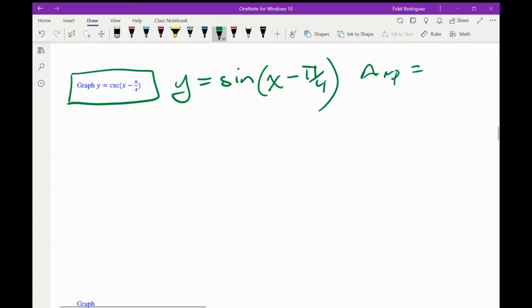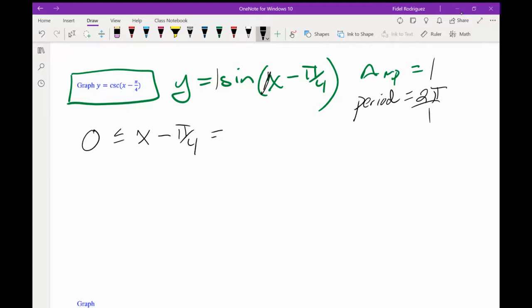All right, first question. What's my amplitude? 1, right? So guys, remember, if you don't see a number in front, the number here is supposed to be 1, so amplitude is still 1. What about our period? What's the number in front of the x? 1. So it's 2 pi over 1, still 2 pi, right? Okay, so remember what we're going to do. We are now going to solve this inequality. All right, so how do we get rid of that minus pi over 4?